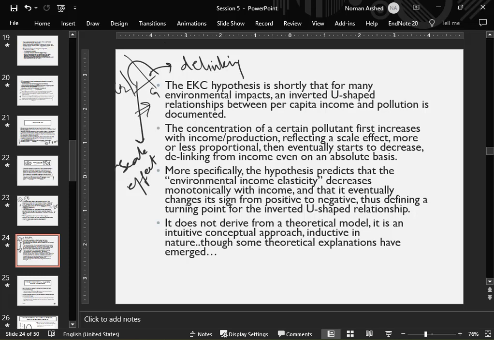So it is saying that the curve will change, and there is a point where the shape will change from positive to negative, and they call it the turning point. So I can label that as turning point.